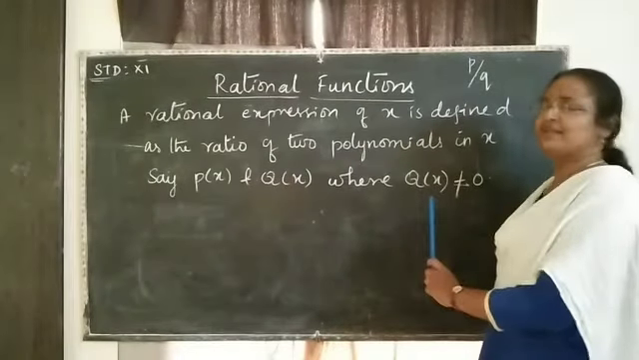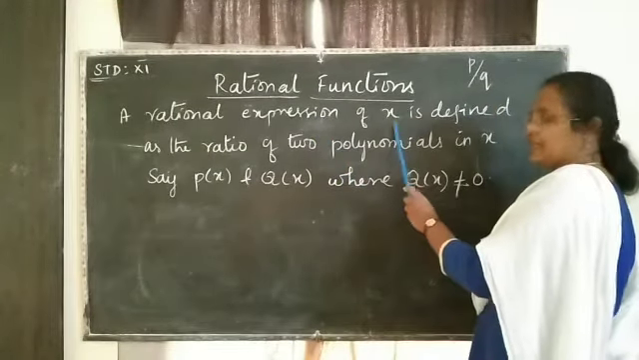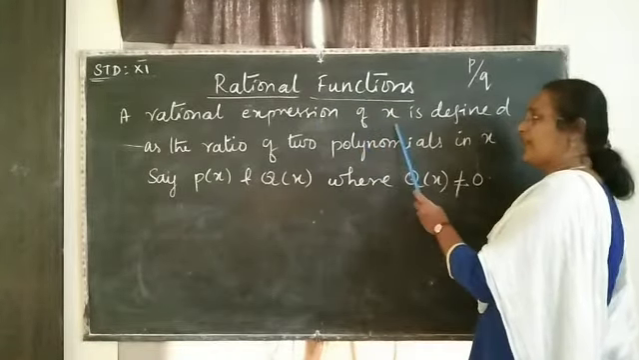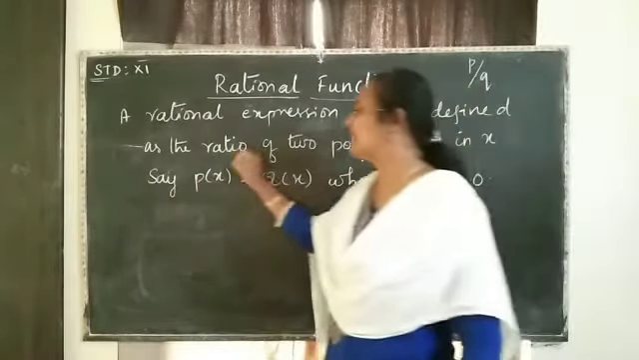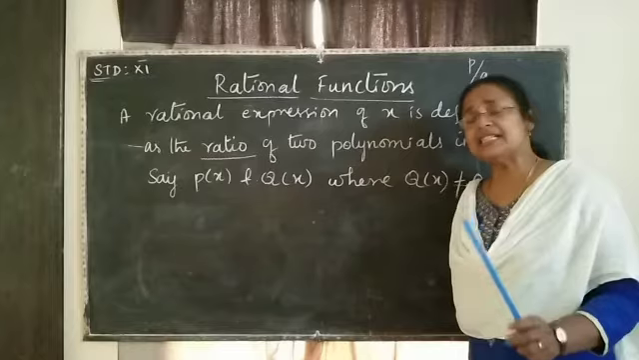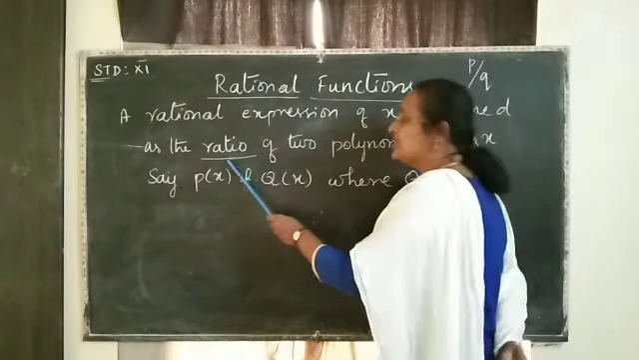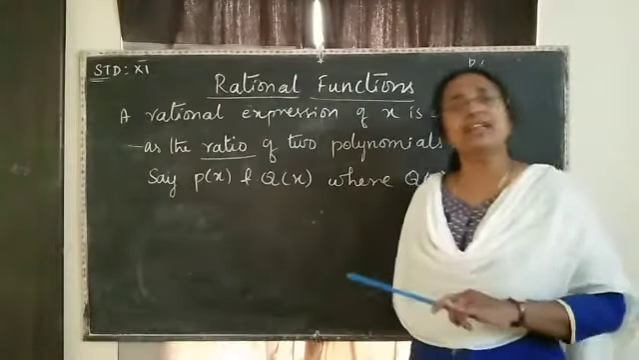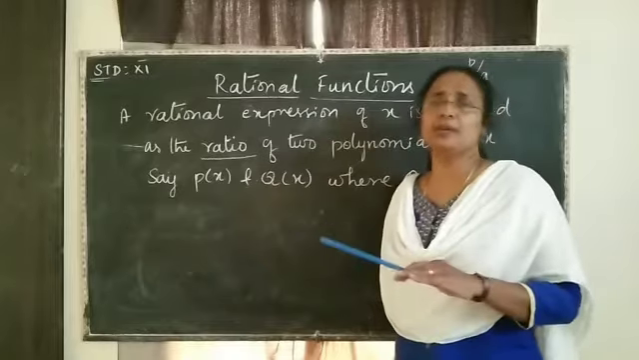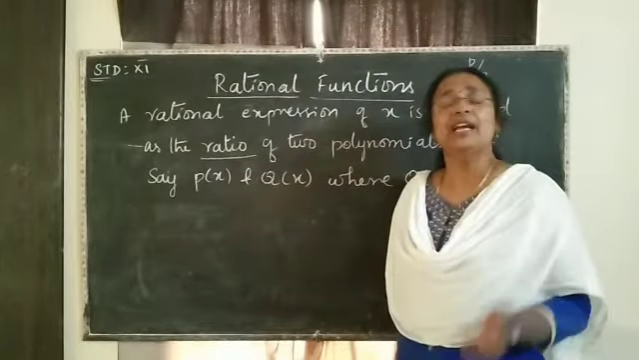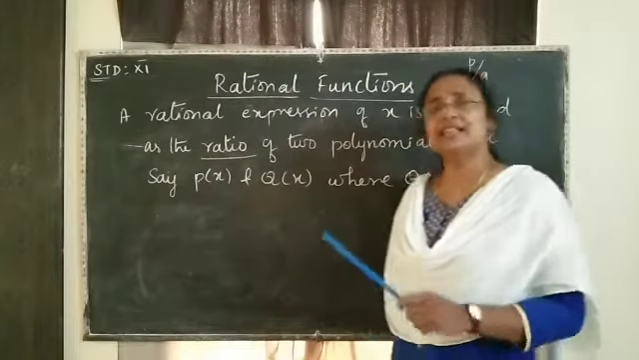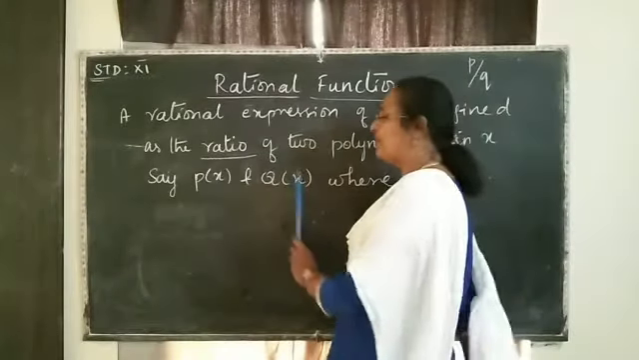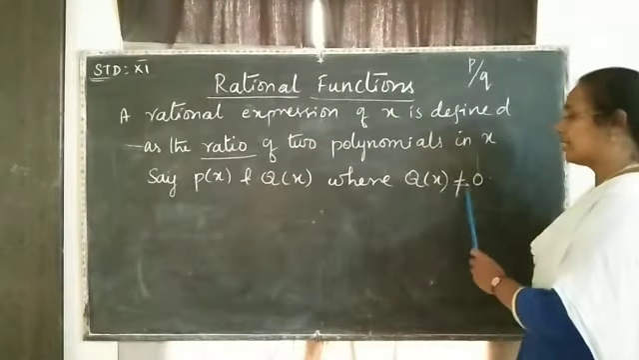Now, look into this very simple definition, a rational expression of x. What does it mean? The function is in the variable x. So, a rational expression of x is defined as a ratio. What is meant by the ratio? In simple words, we can say it as a division. So, it is a division of two polynomials in x. We know what is monomial expression, binomial expression, polynomial expression, isn't it? Poly means many. If I have many terms in an expression, then it is said to be a polynomial expression in x. Now, it is given as p of x and q of x, where q of x is not equal to 0.